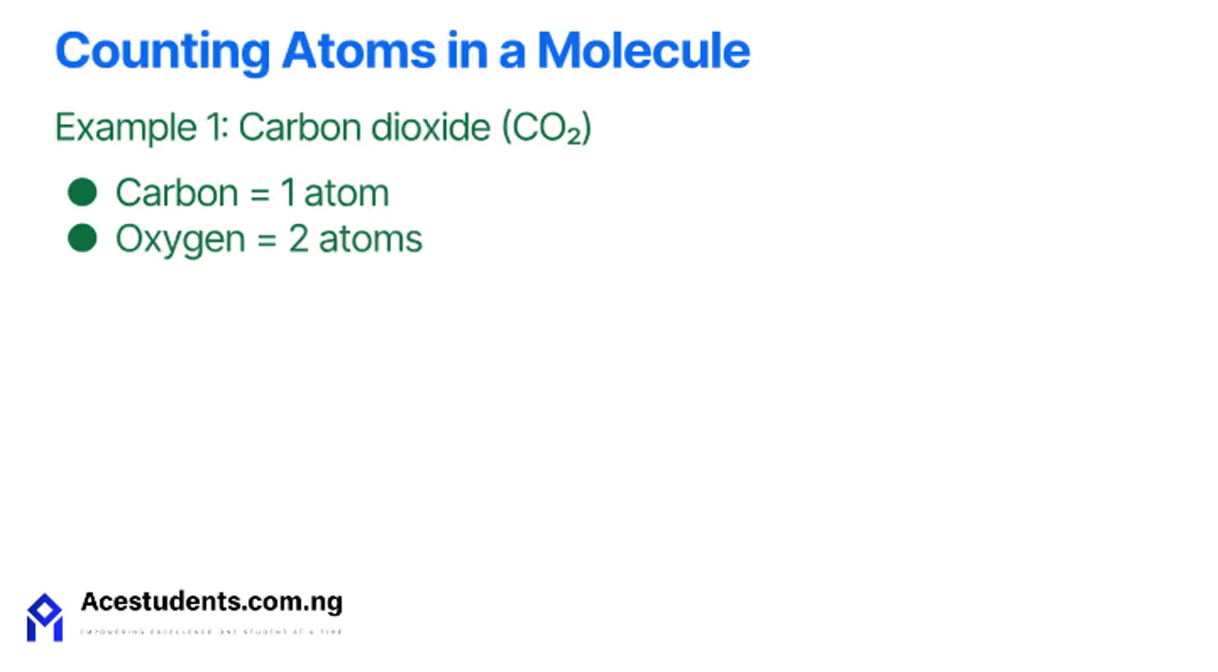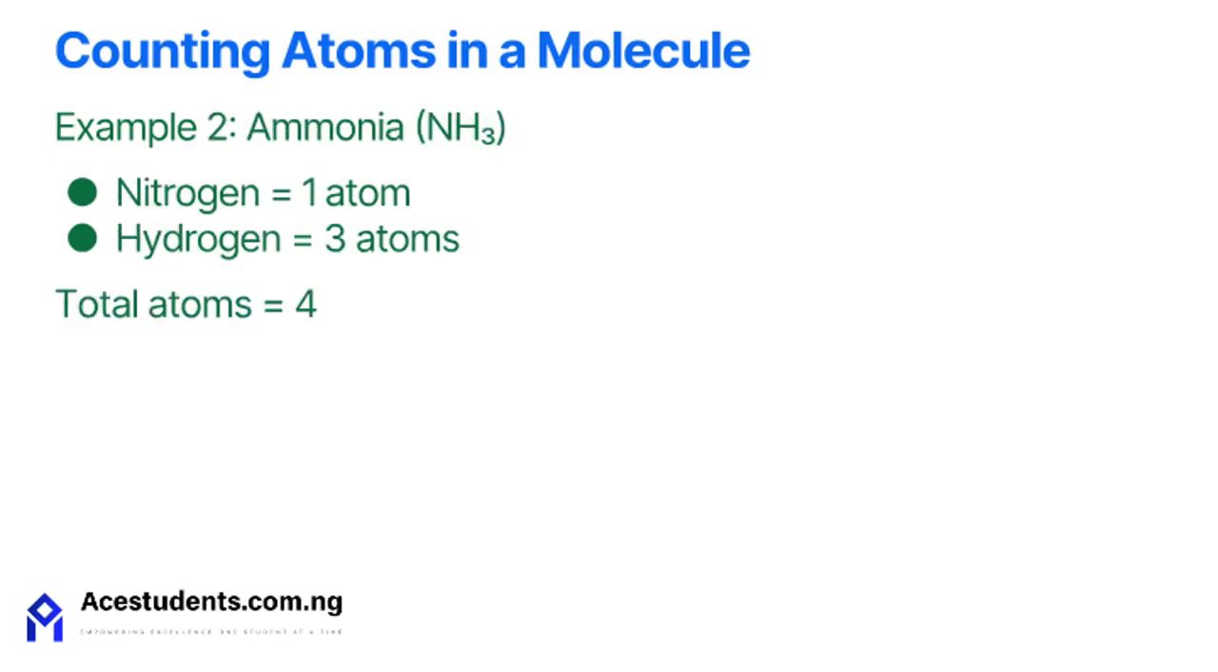Let us count atoms in a molecule. Take carbon dioxide as an example. It contains 1 carbon atom and 2 oxygen atoms. Now consider ammonia. It has 1 nitrogen atom and 3 hydrogen atoms, making a total of 4 atoms in one molecule.